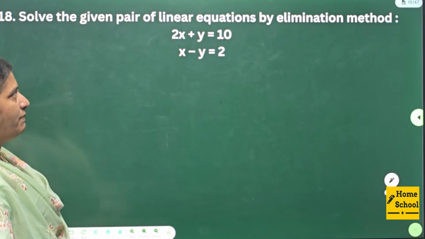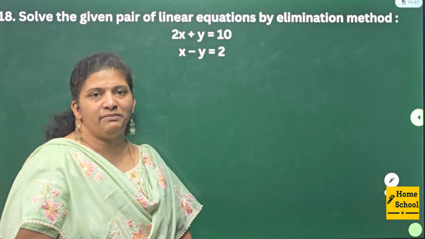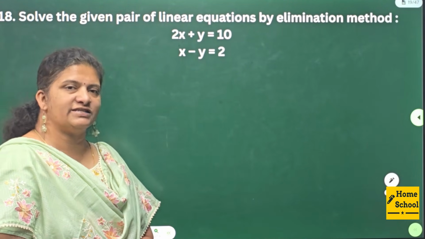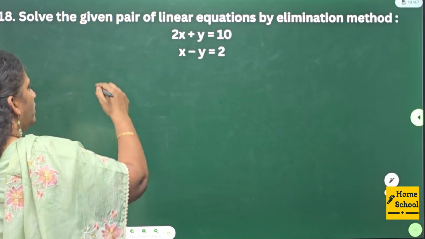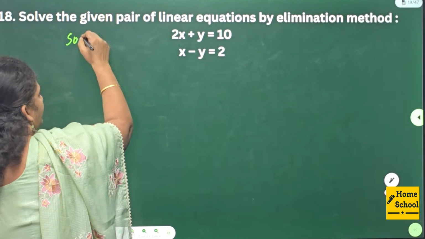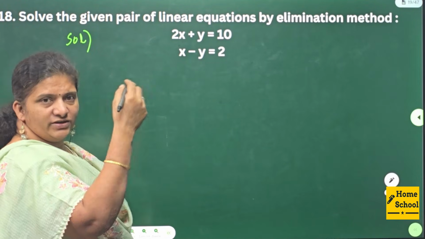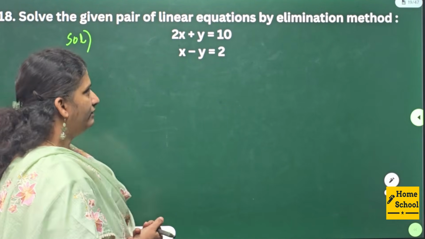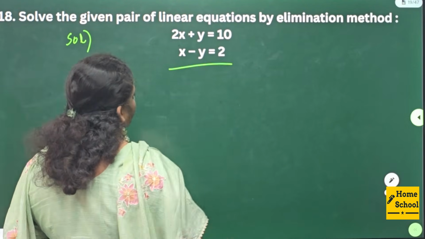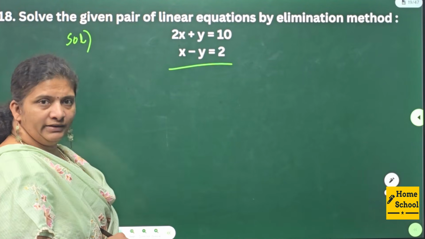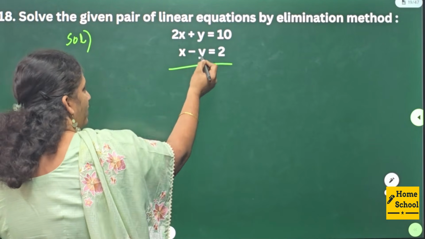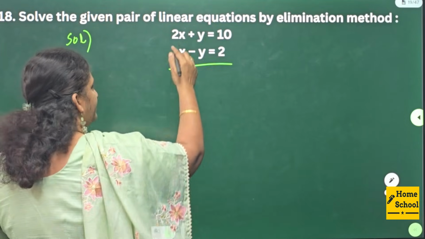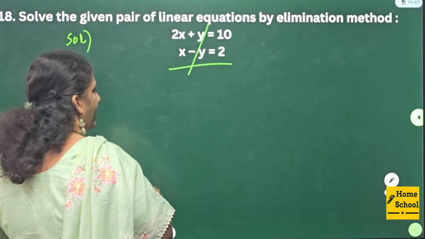18. Solve the given pair of linear equations by elimination method. 2x plus y equal to 10, x minus y equal to 2. Given, and all you can write, children. Given, and you write first equation, second equation. I am doing directly here. Observe the two equations. We need to add or subtract. Plus y minus y you have. So directly add the two equations. Plus y minus y cancel.